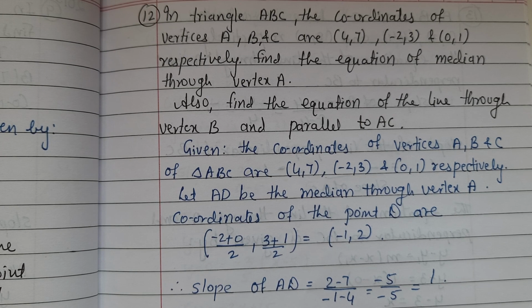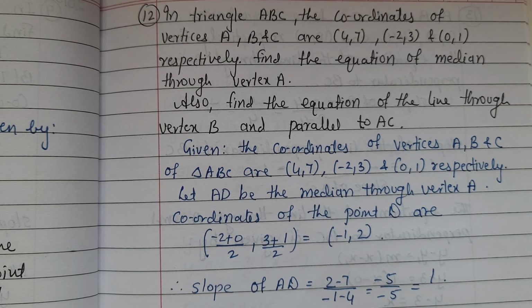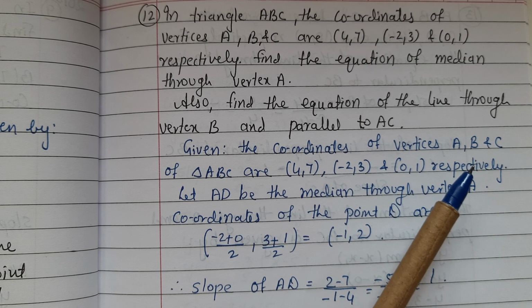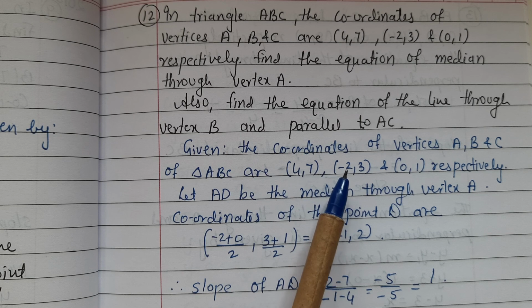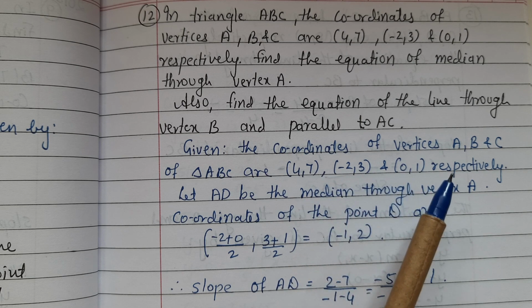Sum number 12. In triangle ABC, the coordinates of vertices A, B and C are (4, 7), (-2, 3) and (0, 1) respectively. Find the equation of median through vertex A. Also find the equation of the line through vertex B and parallel to AC. Given: the coordinates of vertices A, B and C of triangle ABC are (4, 7), (-2, 3) and (0, 1) respectively.